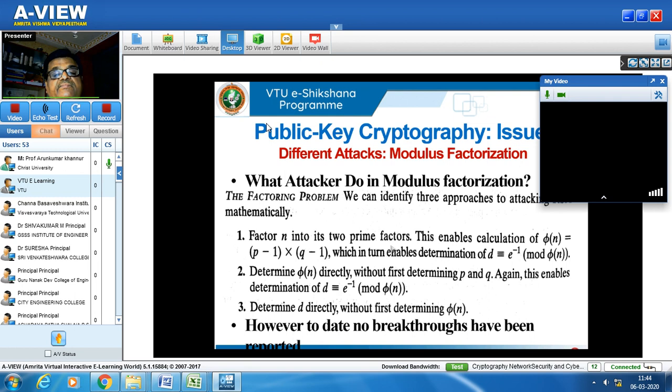Three types of possible attacks to the attacker. Till this particular date, no breakthroughs have been reported. So modulus factorization, which is involving prime keys and the Euler's phi function and inverse operation to come out with decryption, is very complicated, and it is not providing any support to the attacker. By like this, it is providing more safer exchange of the information.